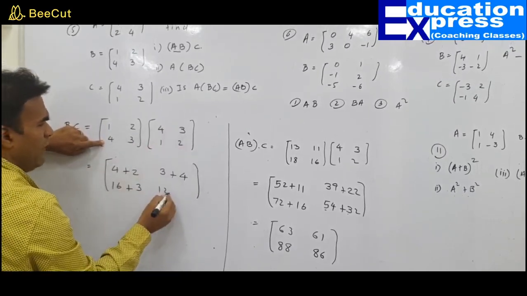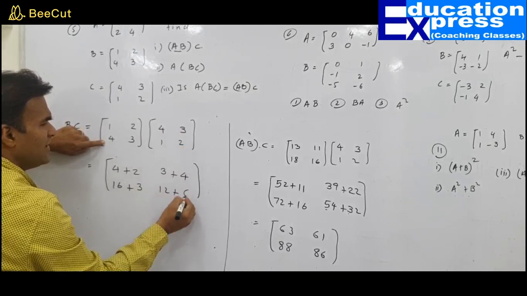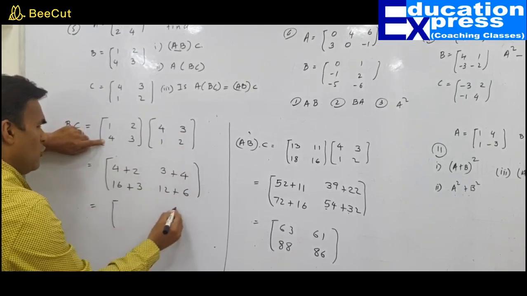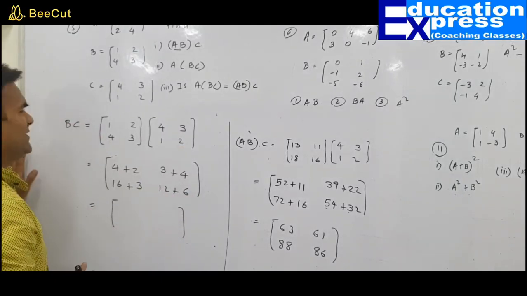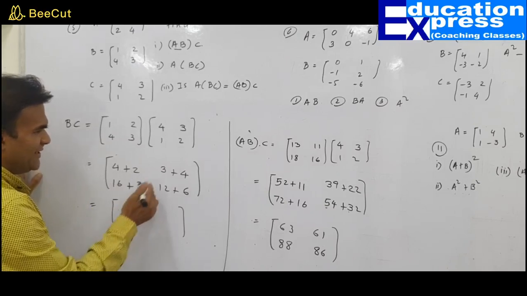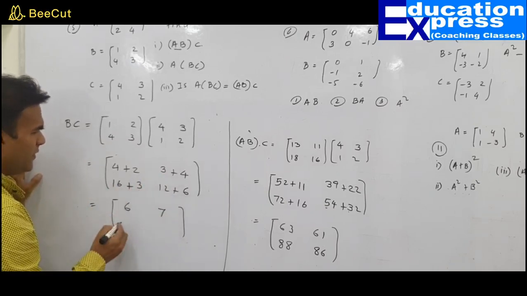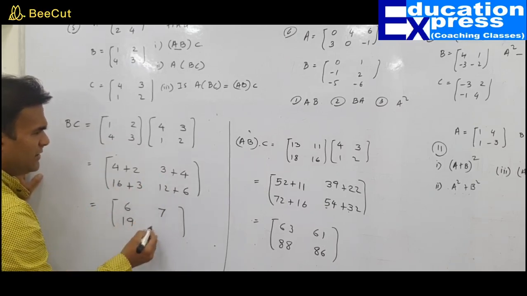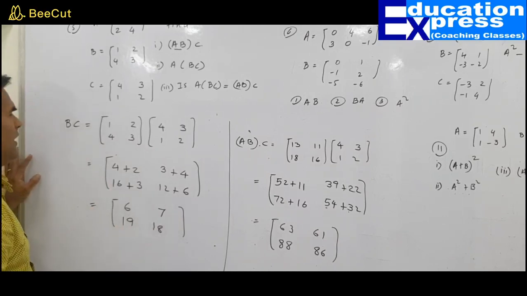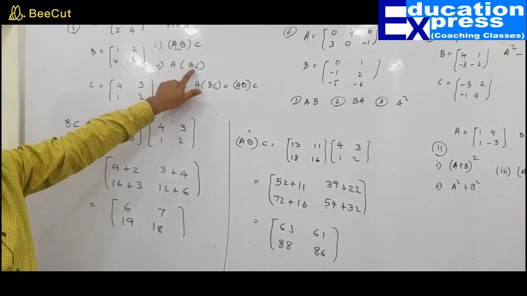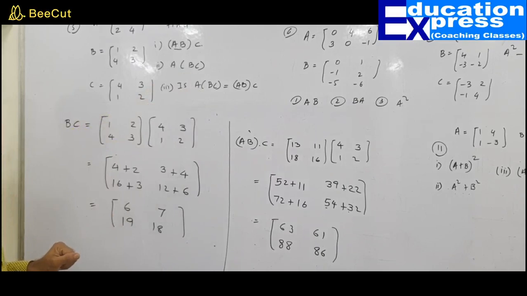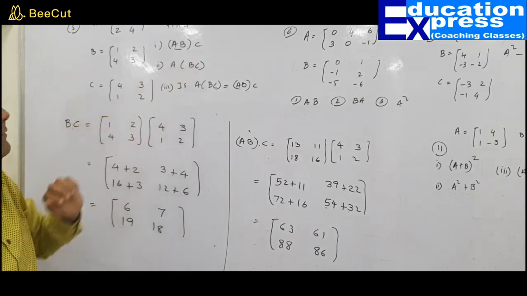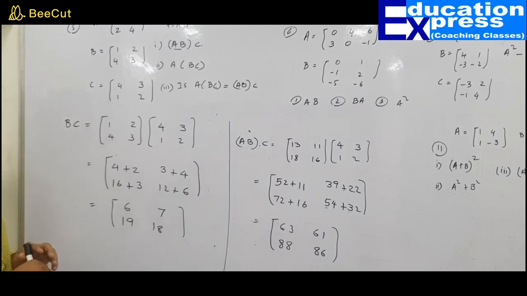4 3s are 12 plus 3 2s are 6. So my dear friends, can we add this? 6, 7, 19, 18. I have only found out BC. What we are interested in finding out? Sir, we are interested in finding out A multiplied by BC. So we'll have to work out how much is A multiplied by BC.